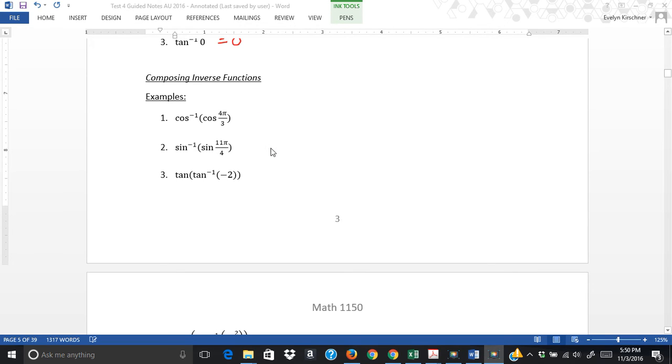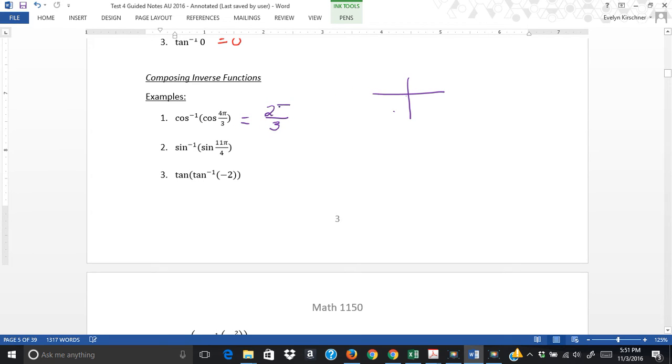So we talked about how we can compose functions, inverse functions, and we can compose them with themselves or with other functions. So now I'm going to look at the cosine inverse of cosine of 4 pi over 3. Well, 4 pi over 3 is in the third quadrant, and it's negative. So it's a negative value, but I want the angle, so it's something in the pi over 3 family, but since it's negative, I have to look in the second quadrant.